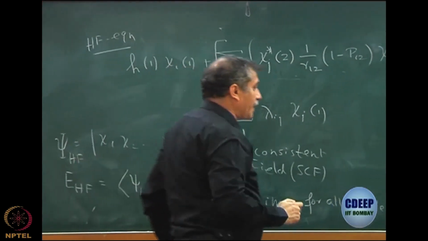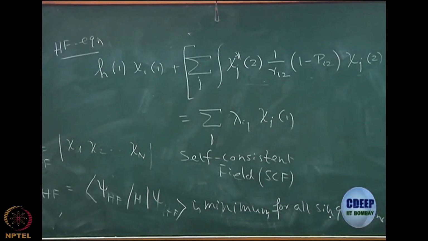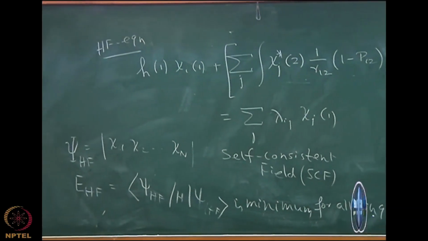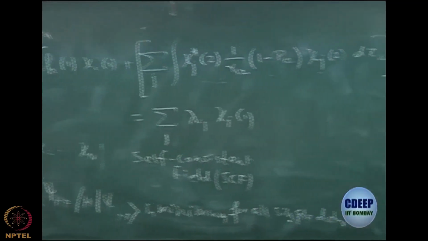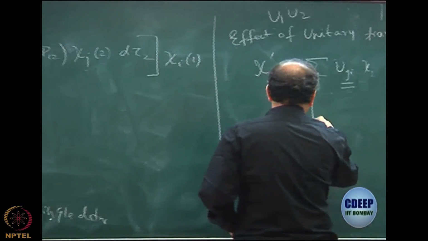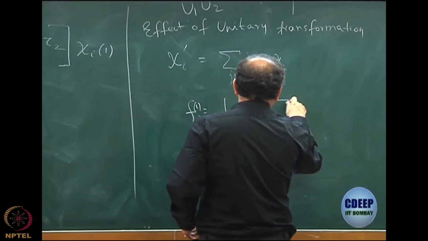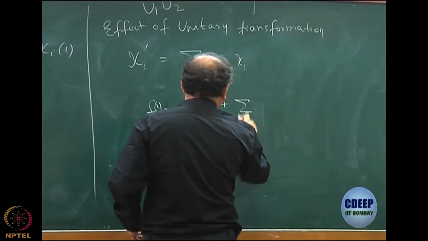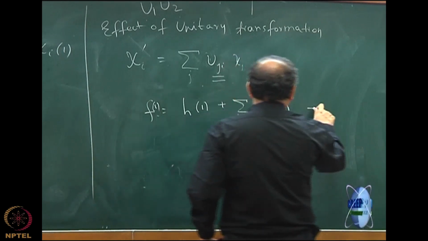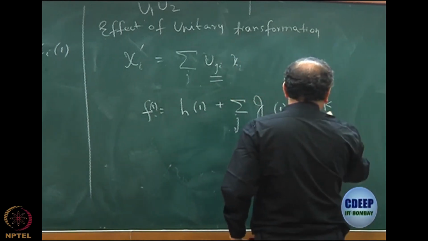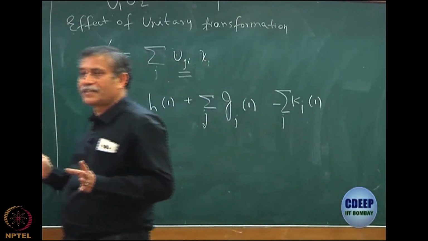So, I have already defined the operator. Let me define the operator again. F, I defined F in the original basis. So, what is my F? I am writing F of 1 as H of 1 plus sum over j, and I call it a Coulomb operator, Jj of 1, minus sum over j, Kj of 1. Let me write it in this manner.